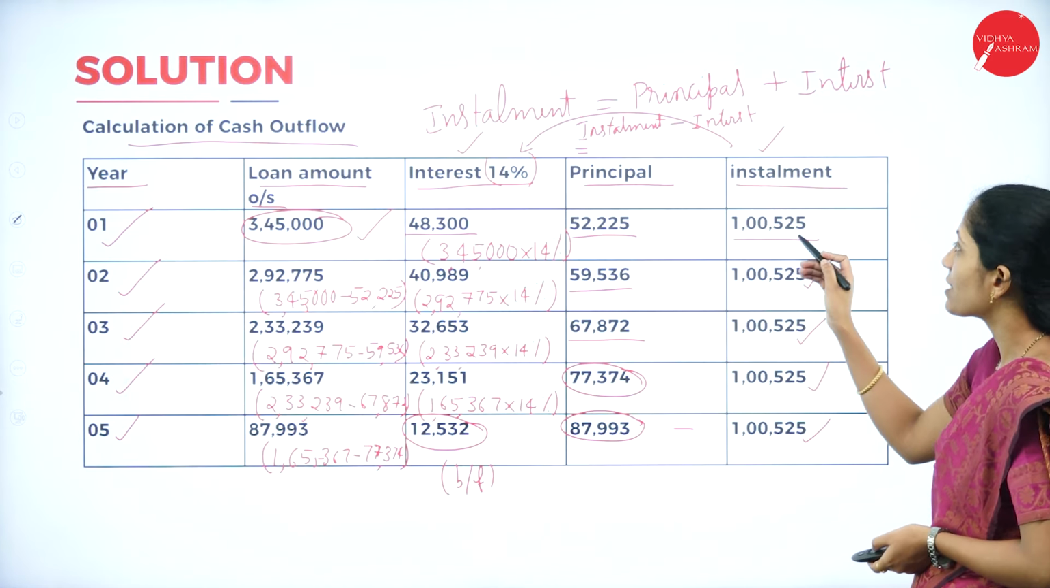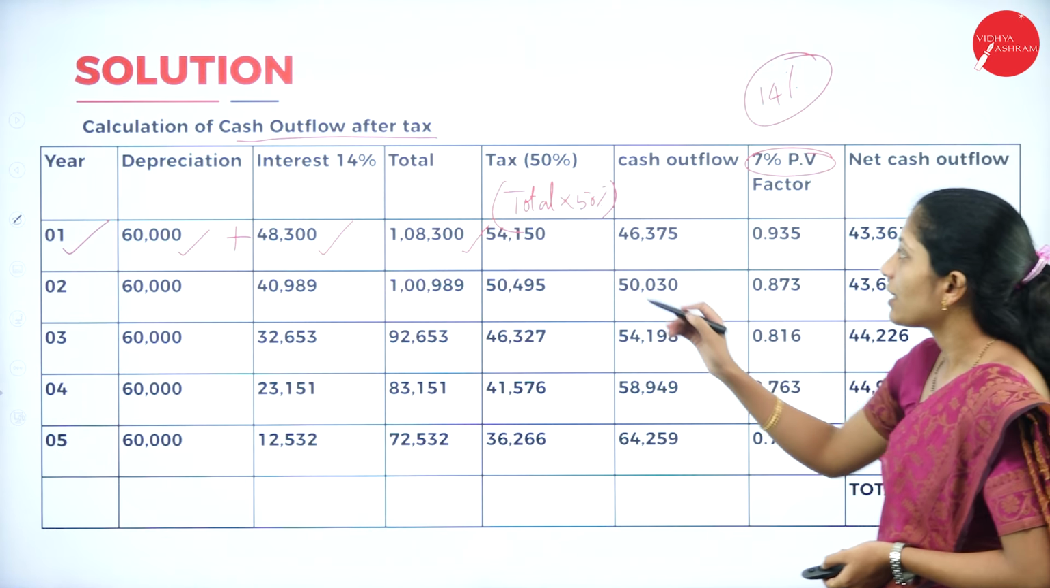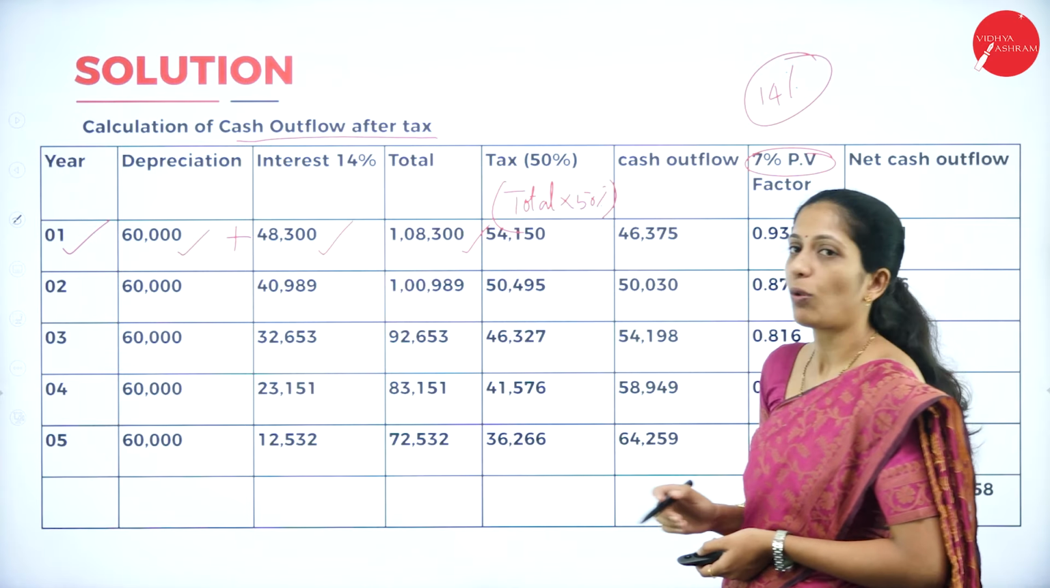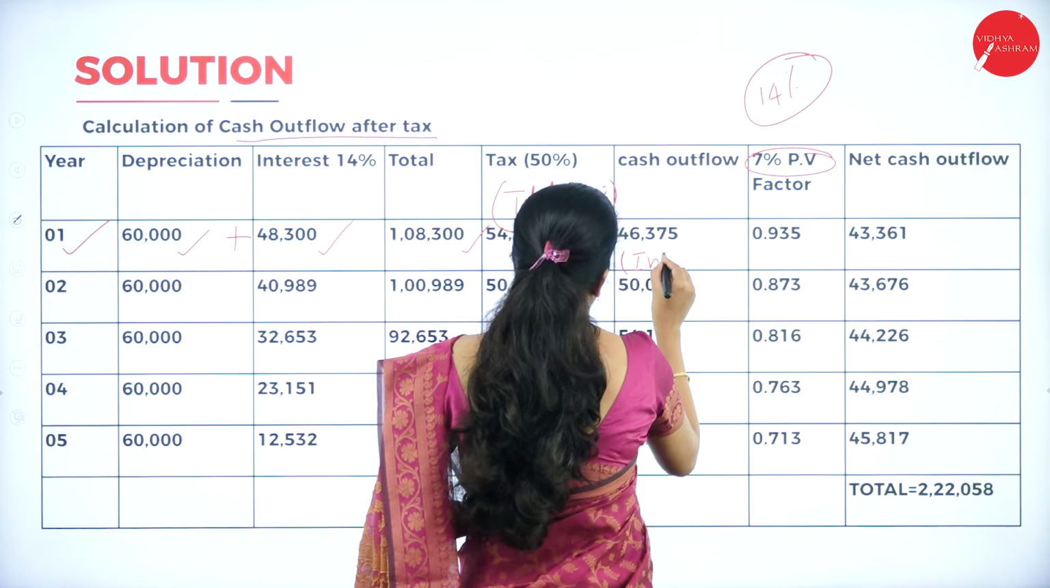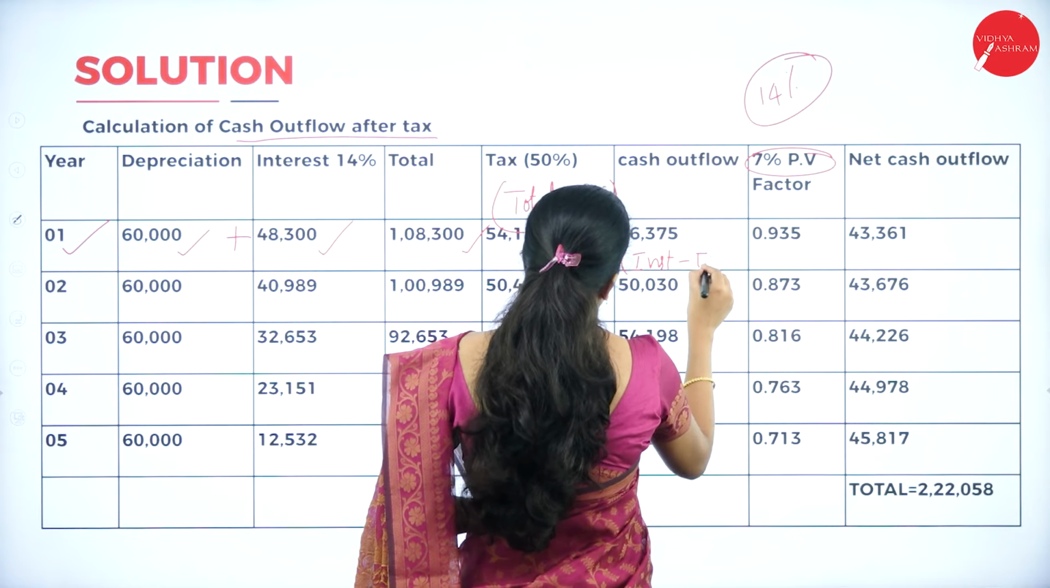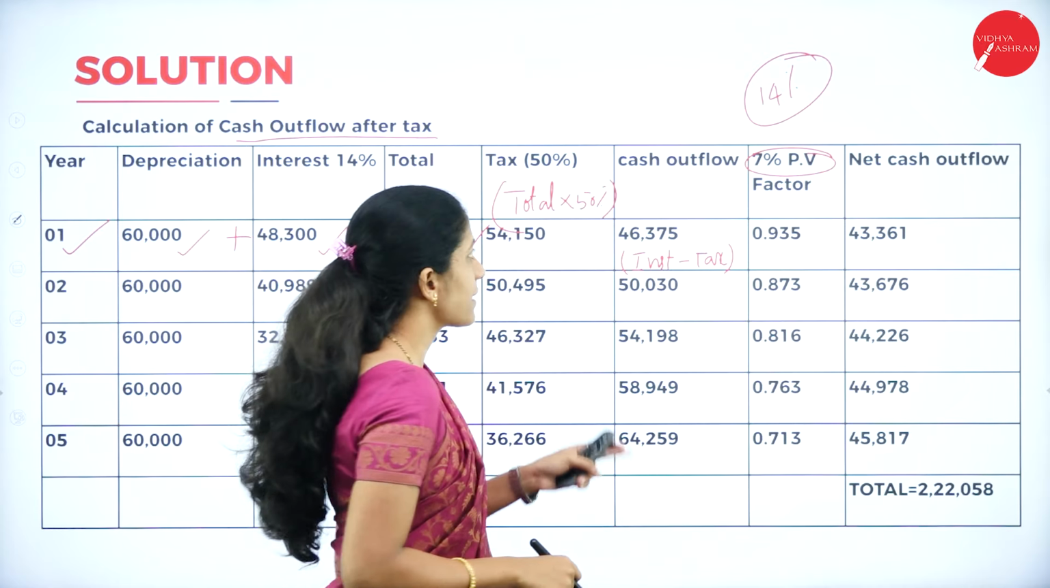Next, cash outflow. What is the amount of installment here? 1,525,000 minus this tax 54,150. That is how we get the cash outflow: installment minus tax. So I'll get cash outflow 46,375.